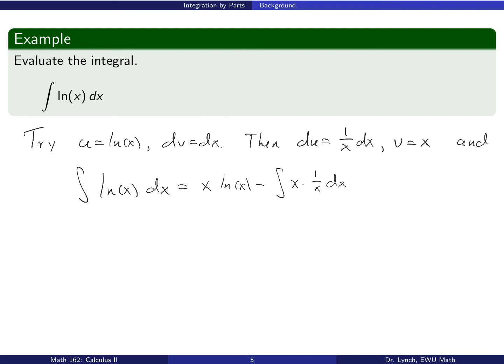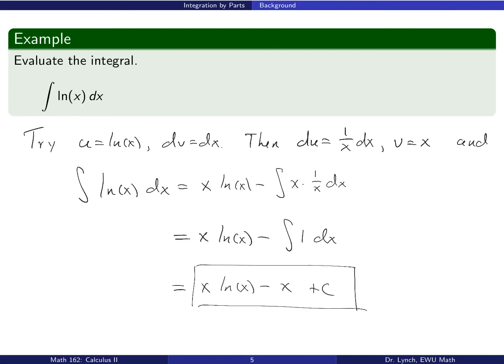Now, of course, that second integrand just simplifies to the integral of 1 dx, and we can quickly evaluate that to find the general antiderivative in this case. So here we see that general antiderivative, x ln x minus x plus a constant. And again, here we can go ahead and just take the derivative of this expression to check that we have the right antiderivative.